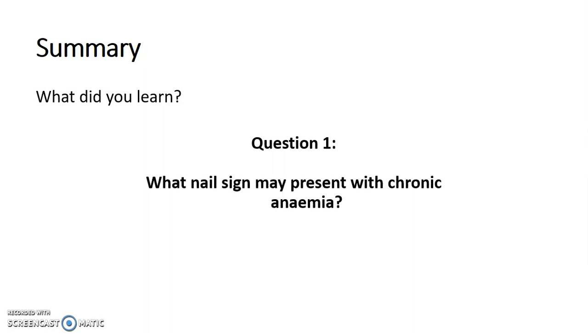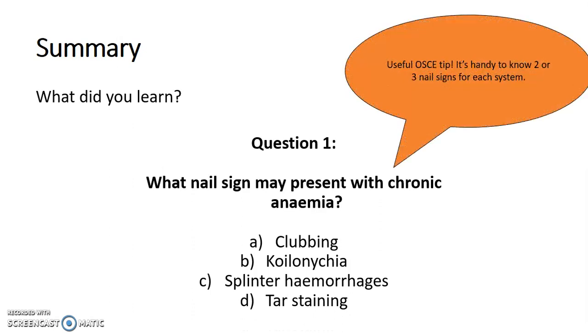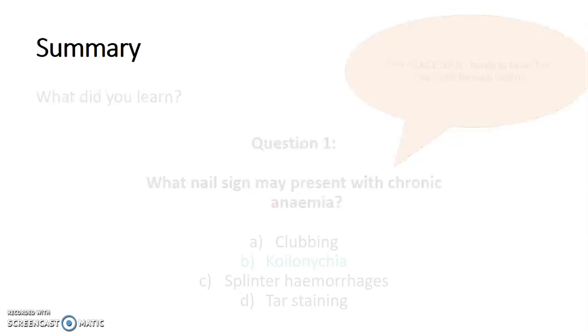Okay, so what did you learn? So what nail sign may present with chronic anemia? Is it clubbing? Is it koilonychia? Is it splinter hemorrhages? Or is it tar staining? And the answer is koilonychia.